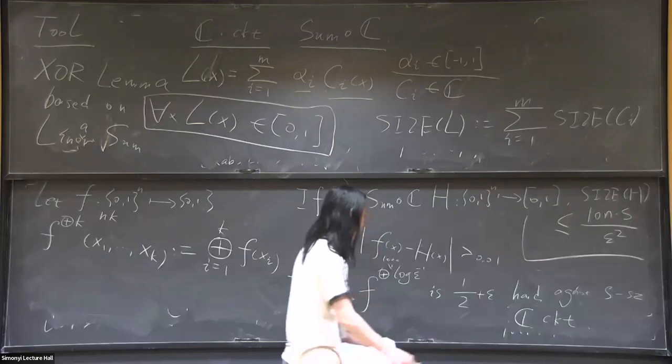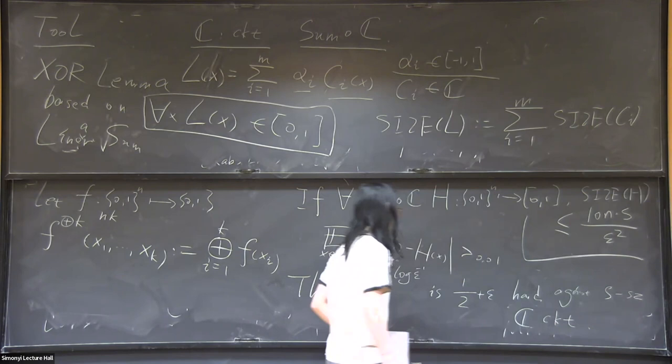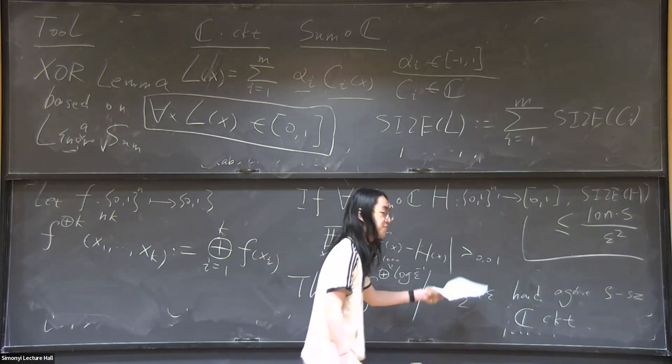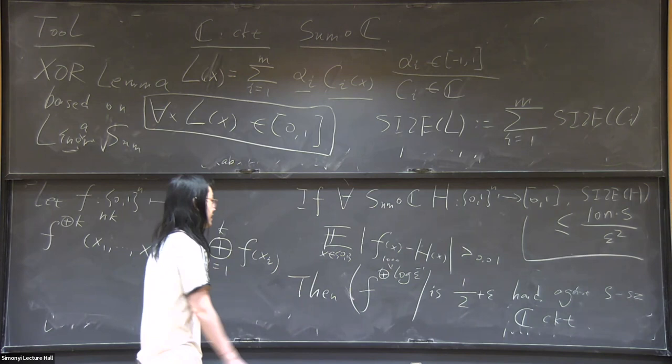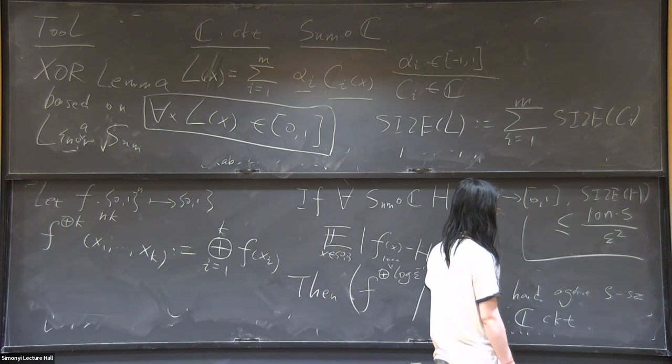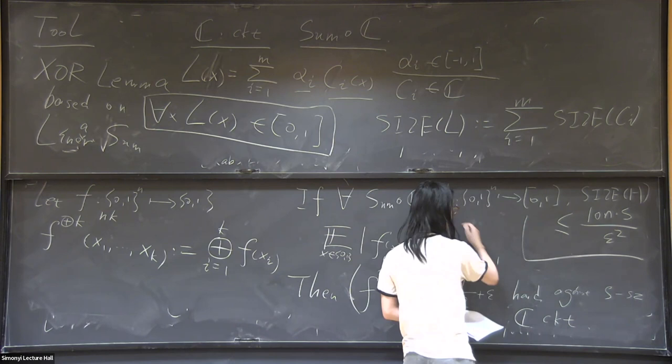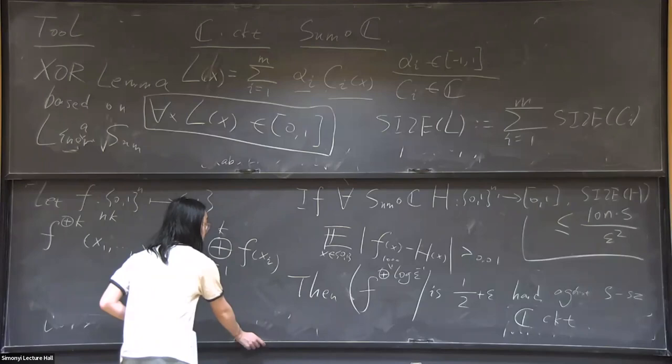Very important: a half plus epsilon hard, I mean, for every S size circuit C, it can only compute this function on at most a half plus epsilon fraction. So it's extremely hard to even approximate. You can think about epsilon as something like 1/S. So this is the XOR lemma.